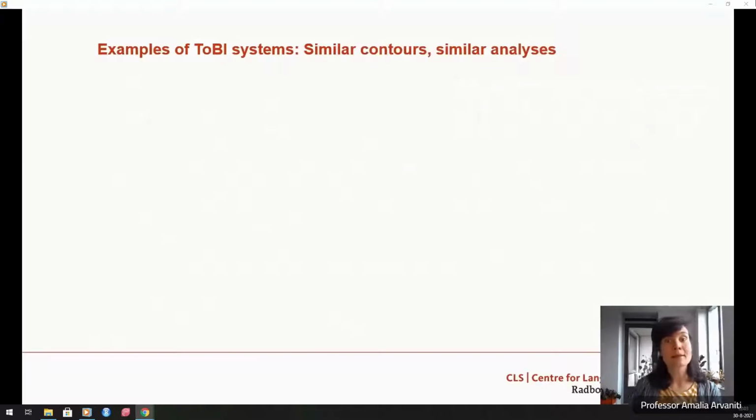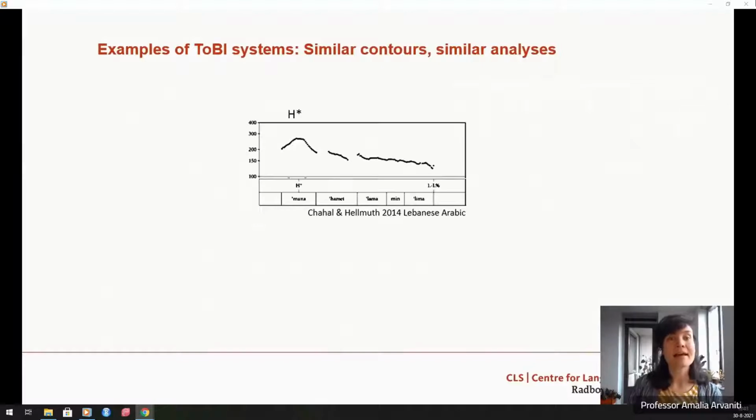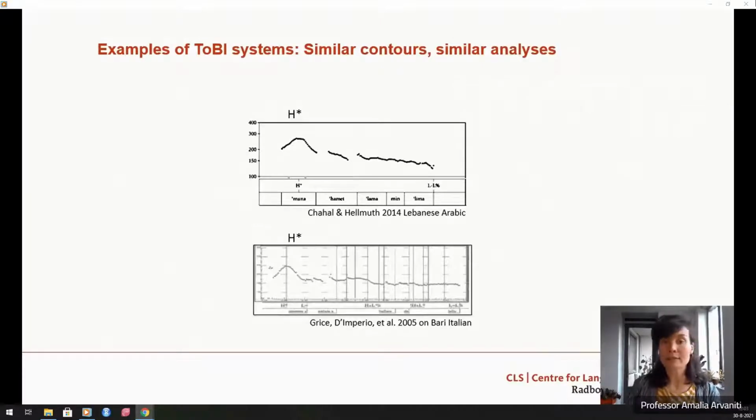Let's take a look at some examples of ToBI annotations of the intonational phonology of a number of languages. Here we have examples of 2 utterances. The top is from Lebanese Arabic and the bottom is from Bari Italian. If we look here, there is a similar shape in F0. We have a rise followed by a fall, and both are phonologically labelled H star, high star, and this is associated with the first word.